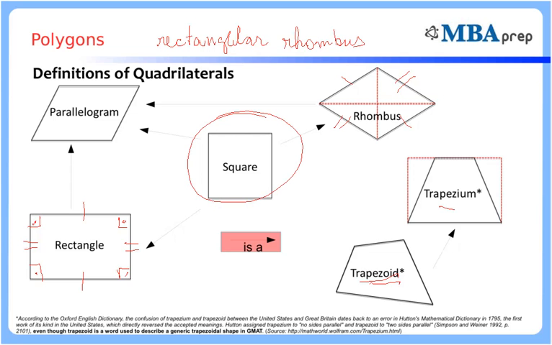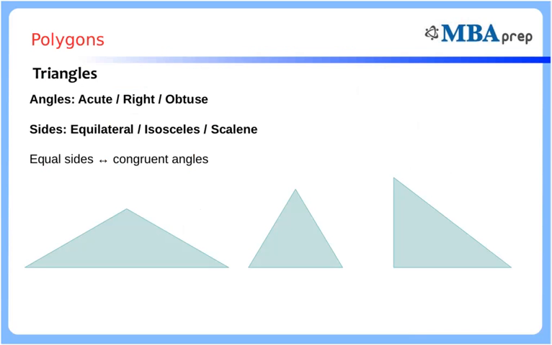So a trapezium is a specific case where exactly 2 sides are parallel. Triangles also have names. Due to the angle, they can be acute, if all angles are acute; right, if one angle is right; obtuse, if one angle is obtuse. So this one is acute, this one is right, this one is obtuse.